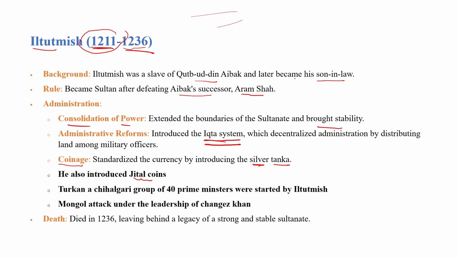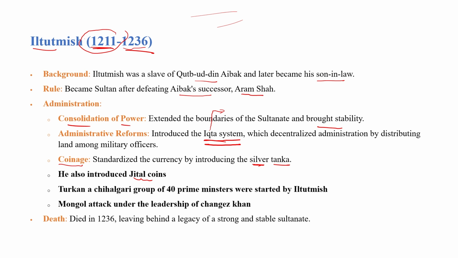Iqta means provinces. Sometimes the question can be framed as: the provinces or the land during the time of the Delhi Sultanate were known as what? The land was known as Iqta. And what is the Iqtadari system? In the Iqtadari system, he distributed land among his officers in place of the salary. Yes, as a salary, we can say.